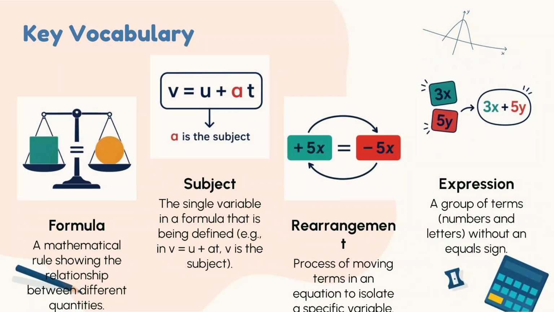Let's start with the key vocabulary. A formula is a mathematical rule showing the relationship between different quantities. The subject of a formula is the single variable being defined. For example, in v equals u plus at, v is the subject. A rearrangement is the process of moving terms around in an equation to isolate a specific variable. An expression is a group of terms made from numbers and letters without an equal sign. These words are important because rearranging formulae depends on understanding exactly what each part of the algebra is doing.